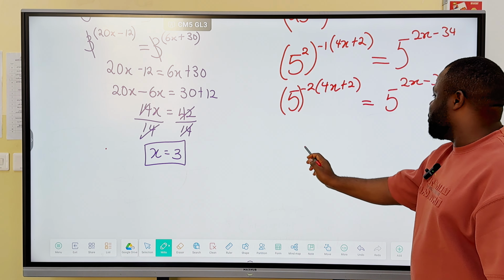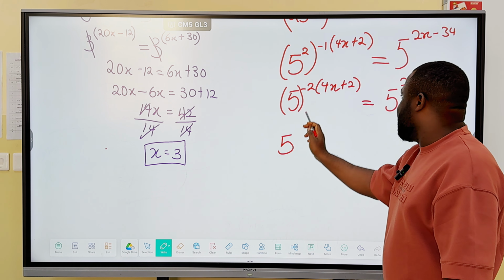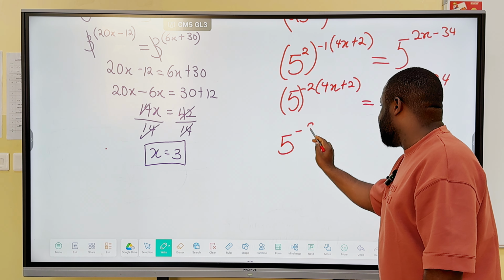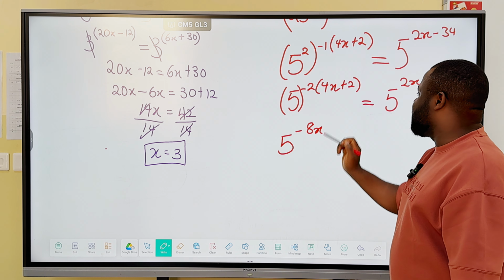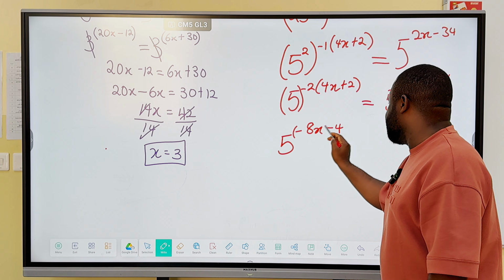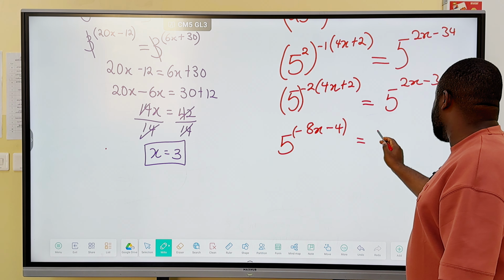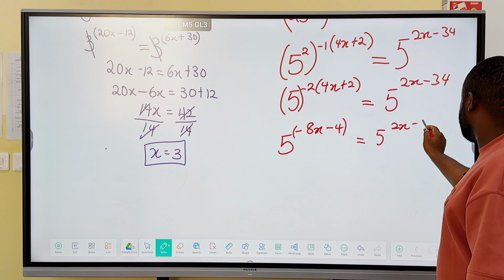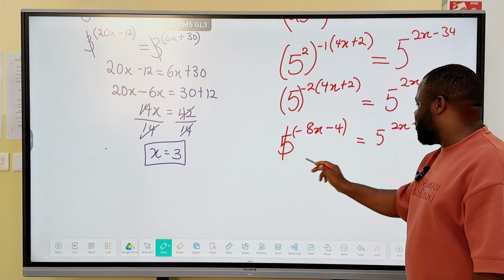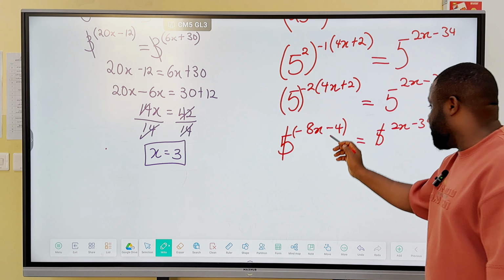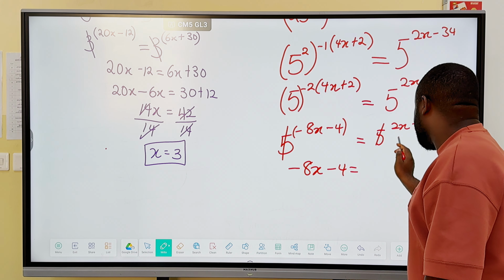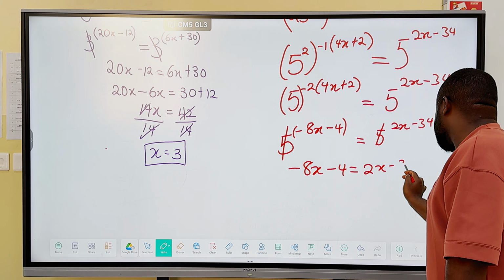How do you do that? You say 5, negative 2 multiplied by 4x gives negative 8x. Negative 2 multiplied by 2 gives negative 4. Then we also have our 5 to the power 2x minus 34. We can easily cancel out our base. So here we have negative 8x minus 4 equals 2x minus 34.